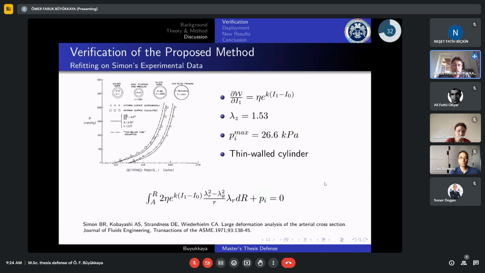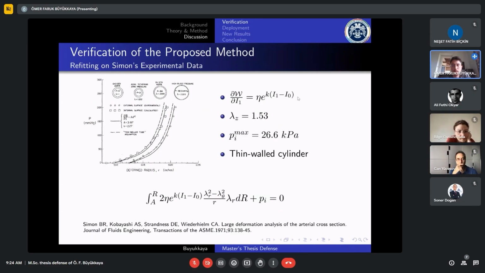For the verification, we apply the fitting procedure on a previously performed experiment, which is Simon's, and by using their definition of material, which is defined as the derivative of the strain energy density with respect to the first invariant of the deformation tensor. They have two material parameters, where eta is the infinitesimal shear modulus and k is the stiffening parameter. I0 is just the I1 evaluated at the tethered state.